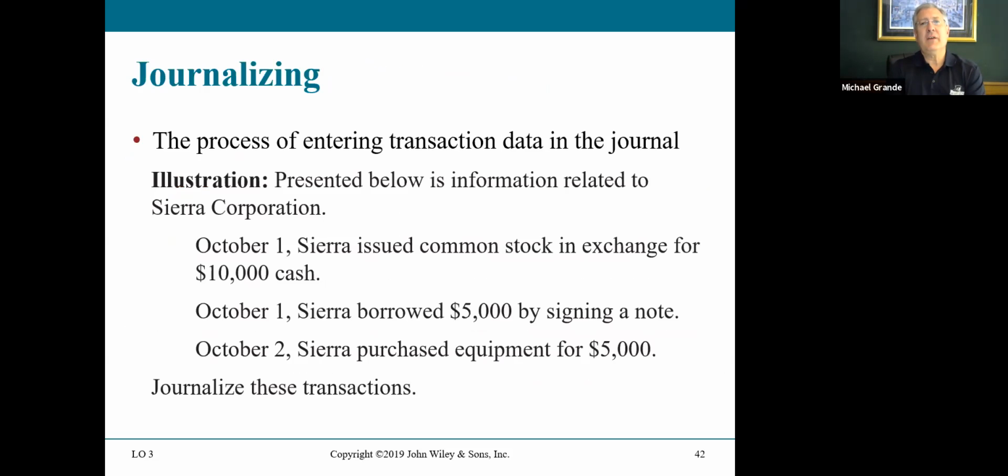Journalizing, the process of entering transaction data in the journal. Illustration, presented below is the information related to Sierra Corporation. October 1, Sierra issued common stock in exchange for $10,000 cash. Another transaction, Sierra borrowed $5,000 by issuing a note. And then on October 2nd, Sierra purchased equipment for $5,000. We want to journalize these transactions.